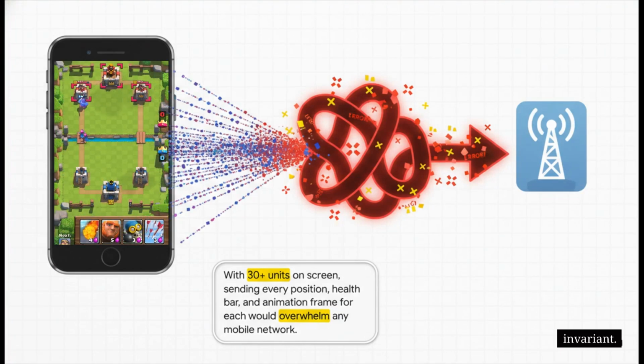Think about it. You could have 30, maybe more, units on the screen at once. If Supercell tried to send you the position, the health bar, and the animation for every single one of them multiple times a second, well, your data plan would just evaporate. The lag would be insane. No way that would work. They needed a much, much cleverer way to do this.